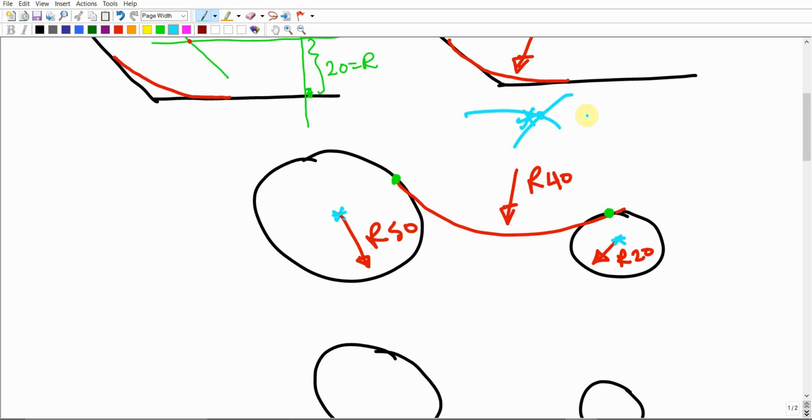Make sense? But the question is, how much is the radius of the curve that I should draw from this center point? How much is the radius of the other curve that I should draw from this center point? So we have to do some calculations here. For example, in the beginning, I'm just gonna ask you three questions.